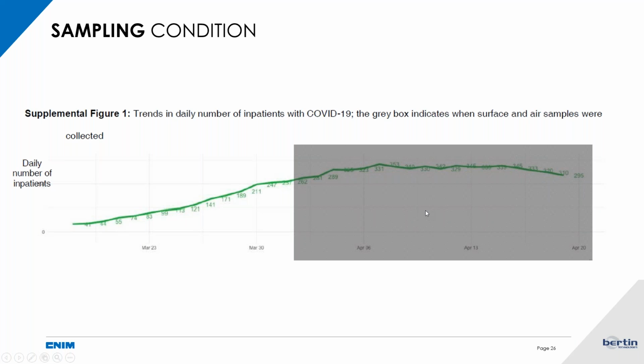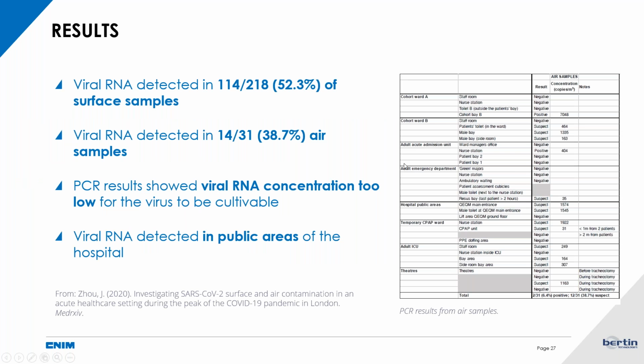So the sampling was performed just at the peak, when they had patients present inside. What they obtained was that around 50% of the samples collected on surfaces were positive for SARS-CoV-2. Interestingly, around 40% of the air samples were also positive.